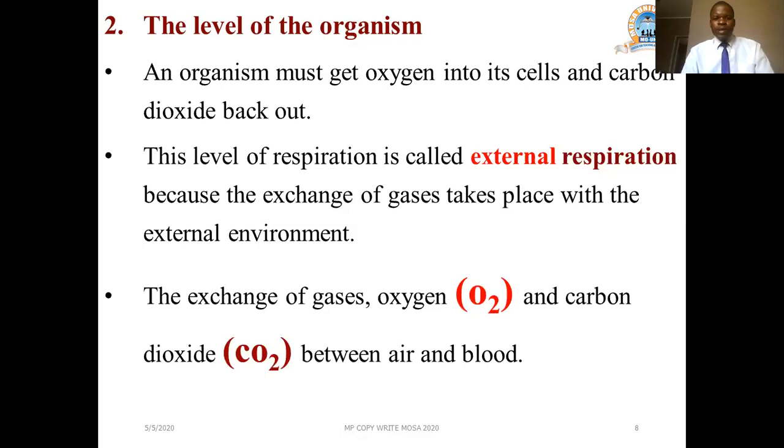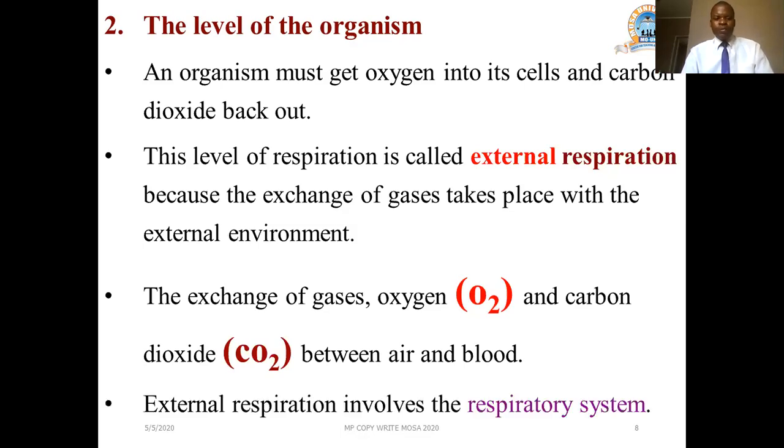The exchange of gases, oxygen (O2) and carbon dioxide (CO2), happens between air and the blood. So we are saying it involves the external environment, which is the atmosphere, and then the internal environment where it is coming from, which is the blood. So it is happening between air and the blood.